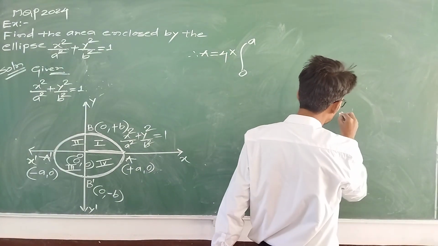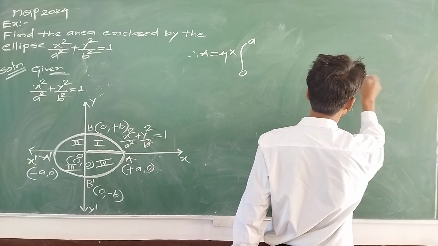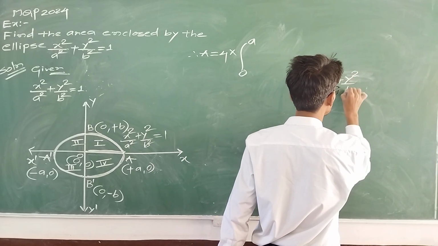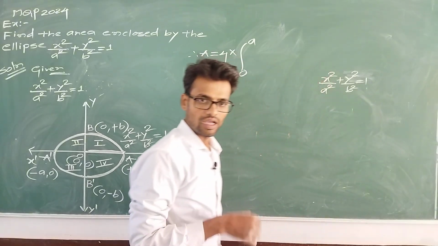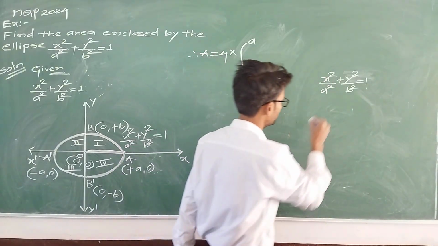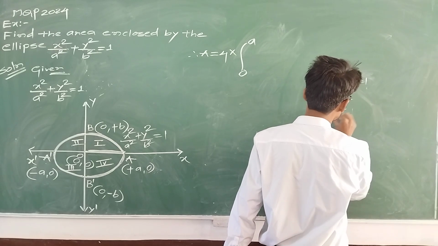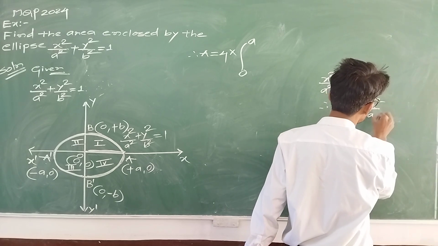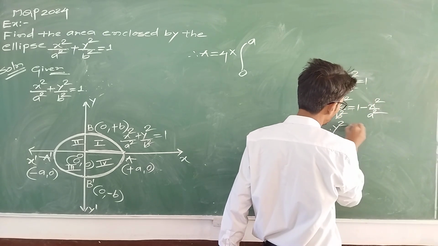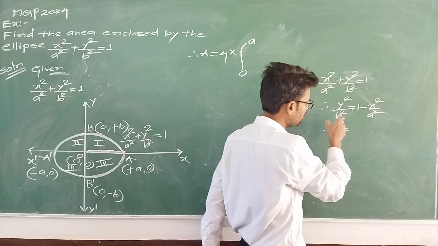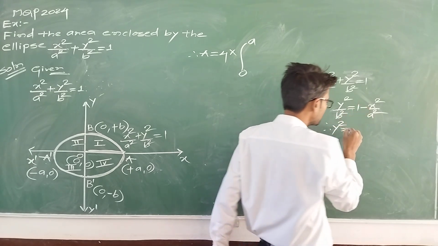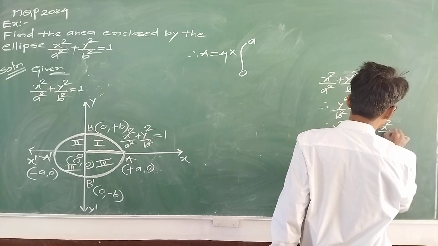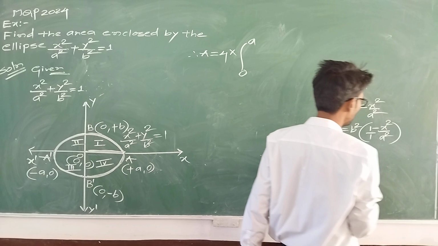We are having the equation of the ellipse as x square by a square plus y square by b square equal to 1, and you find the value of y by taking this equation. So therefore you get y square by b square is equal to 1. Take x square by a square to this side, it is 1 minus x square by a square. Y square is equal to, you take b square to this side, the position of b square is division here, it becomes b square into 1 minus x square by a square. It is 1 means 1 by 1.